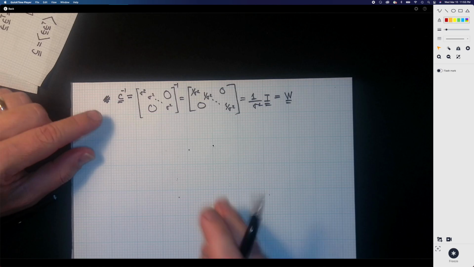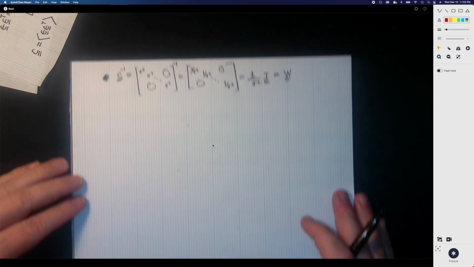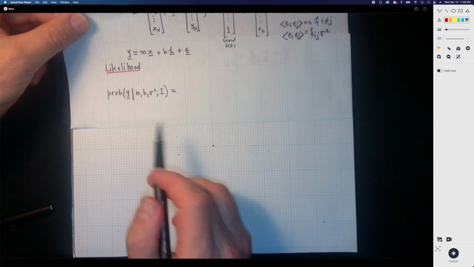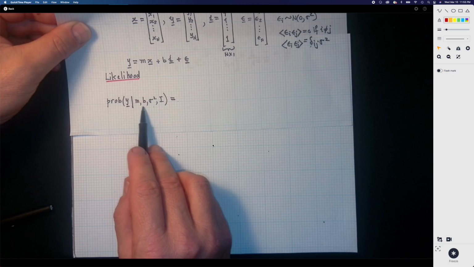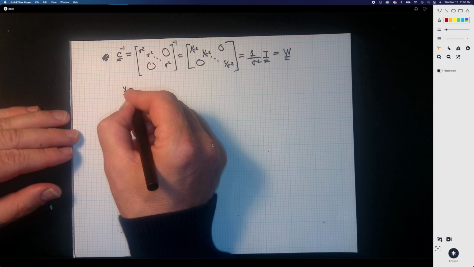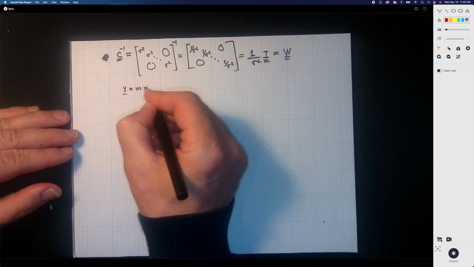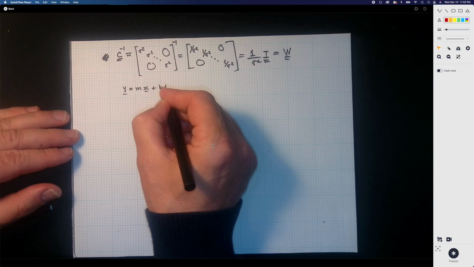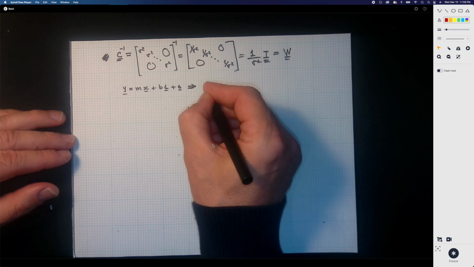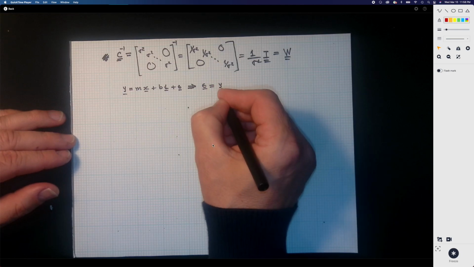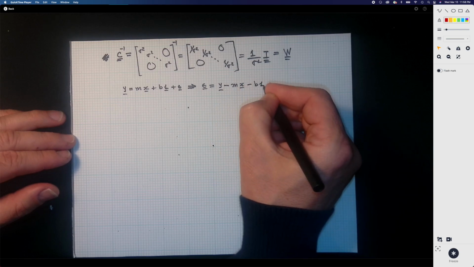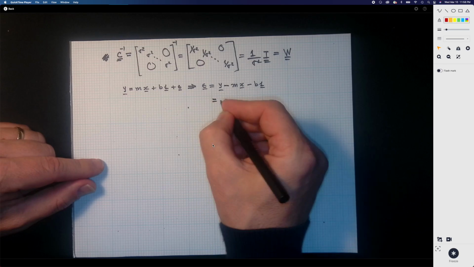All right, so that was a big aside on introducing these covariance matrices. And now we're going to use that to write the likelihood function. Remember, we're trying to fill out this expression, the probability for y given m, b, and sigma squared. We have y equal to m times x plus b times 1 plus epsilon, which means that we can rewrite it like this: epsilon is equal to y minus mx minus b1, which we can rewrite like this.